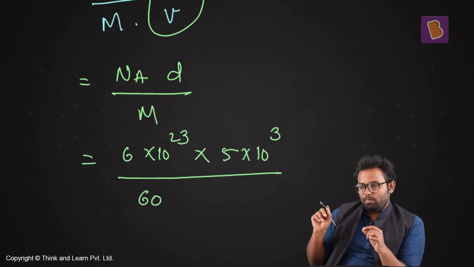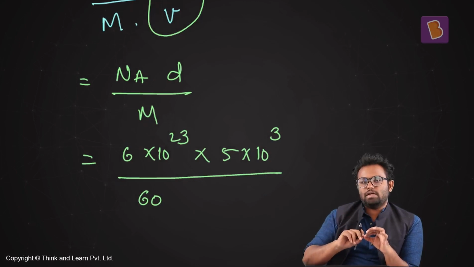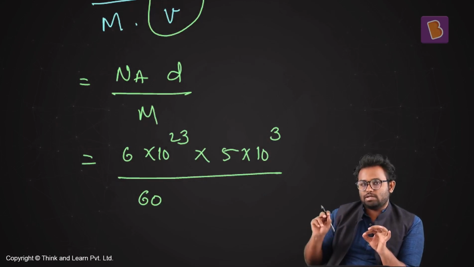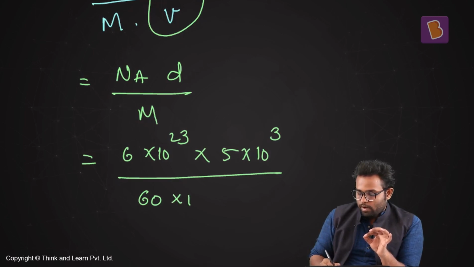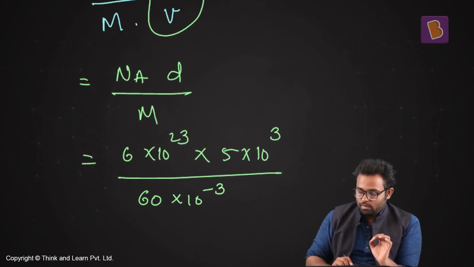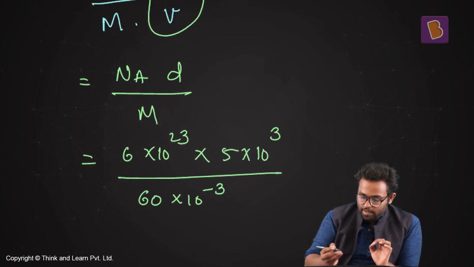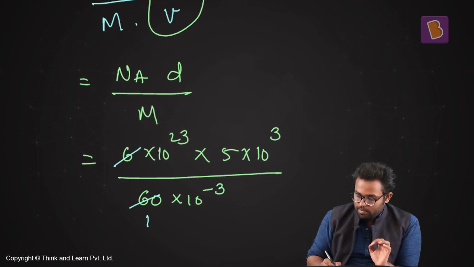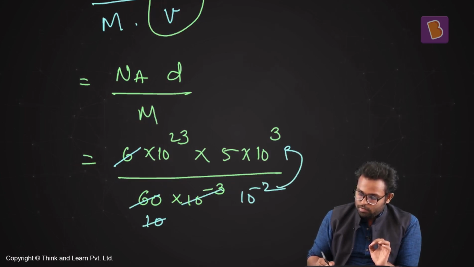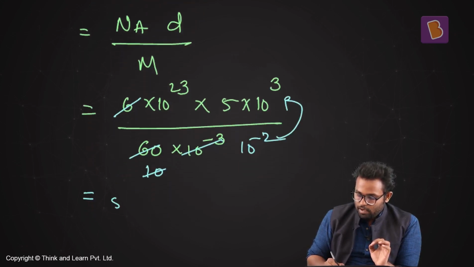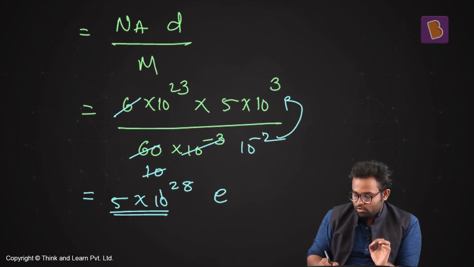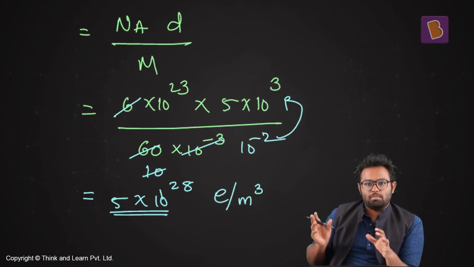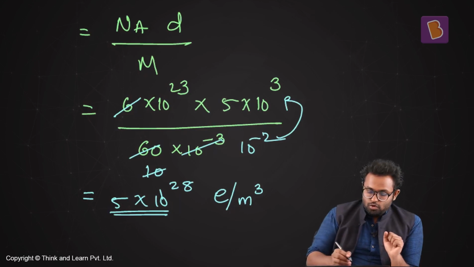There's one mistake here though: the molecular mass usually is defined as grams per mole. So here it is 60 grams per mole. We have to convert it into kilograms per mole, so 10 to the power of minus 3 will also come here. When I find this, this gets cut here by 10, so this makes it 10 to the power of minus 2. I take it on the top, this becomes 10 to the power of 5. This becomes 5 into 10 to the power of 28. These many electrons I have per cubic meter.